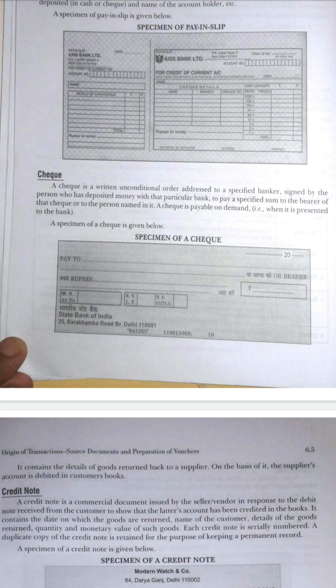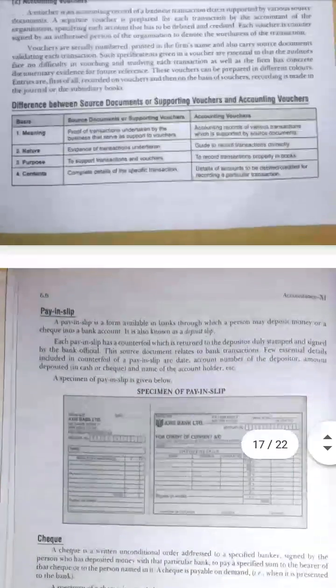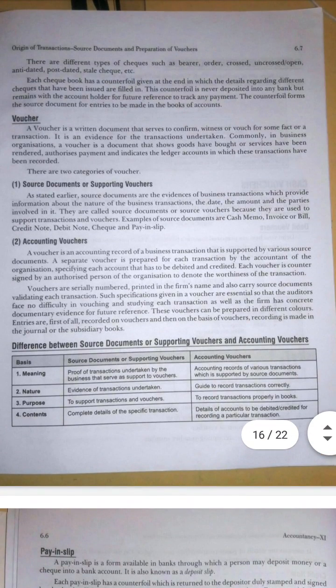Okay, so when it is presented to the bank, we are able to make the payment. And this is a specimen copy of a check: pay to person, date, amount in words and in figures, account number, and other details. We already see this in day-to-day transactions. We have already come across this: cash memo, invoice or bill, debit note, credit note, pay-in slip, check.